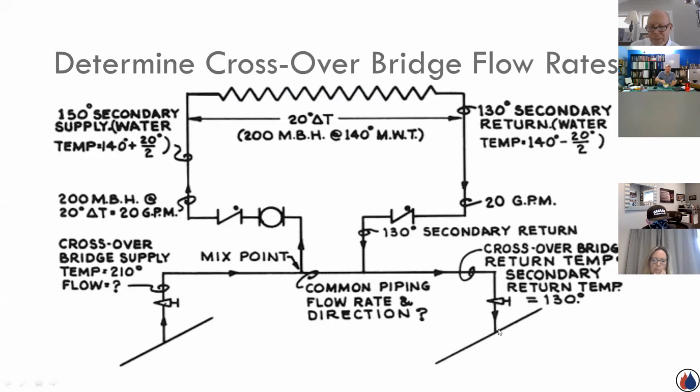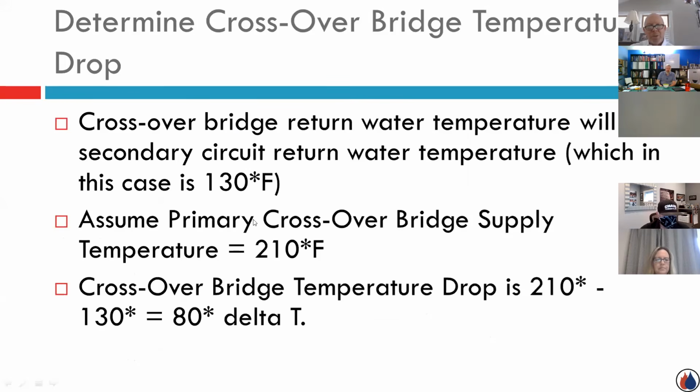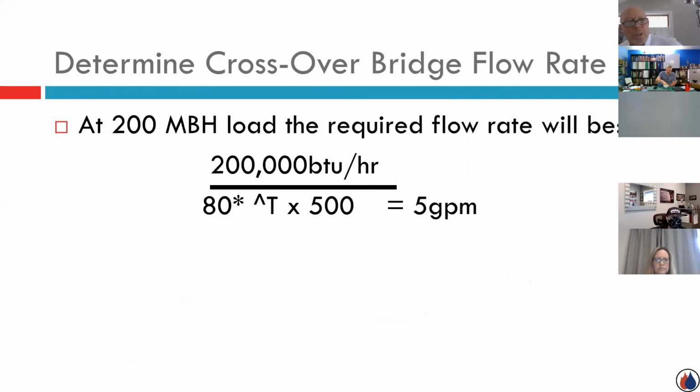So what I'm saying, when they make that statement, what they're saying is, look, we know we have a return temperature of 130 and a supply of 210. So across the crossover bridge, the delta T is 80 degrees. That's a big delta T, but it works. And you can take the system sizer and you can use scale 1, or you can just show the math formula. But if I'm trying to move 200,000 BTUs at an 80-degree delta T, I'm going to need 5 gallons a minute.